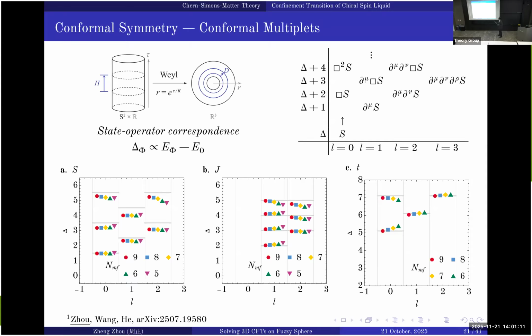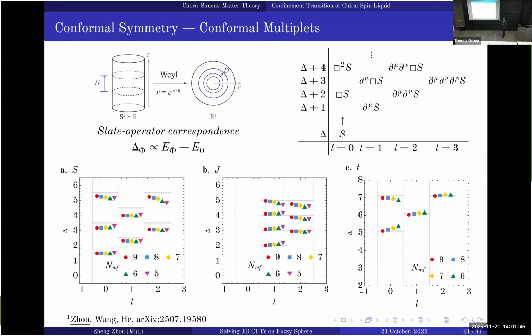Practically, from our numerical results, we find that all the lowest lying states can be classified into such conformal multiplets, and all the descendants of the lowest lying primaries can be identified. For example, for S, we can find all of its descendants. For the symmetry current J as well, the descendants can also have the epsilon tensor structure.